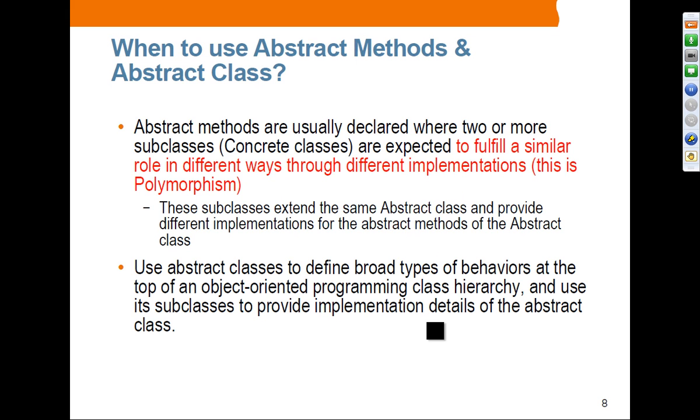So you use abstract classes to define broad types of behaviors at the top of the object-oriented programming class hierarchy, in this case LivingThing, and then use subclasses to provide different implementations. I acknowledge that I have not really provided very concrete reasons why you want to use abstract methods and abstract classes, but for now just think of it as basically the reason being that we want to have some polymorphic behavior.